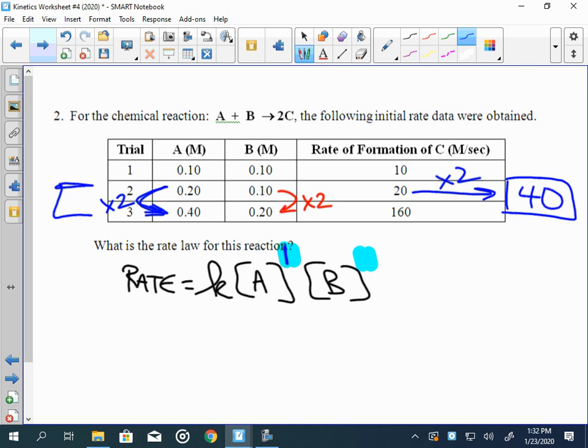I don't know what the exponent is for B, but I know I doubled it here. And there are a couple of options. And I'm going to teach through this to make sure you understand how logical this is.